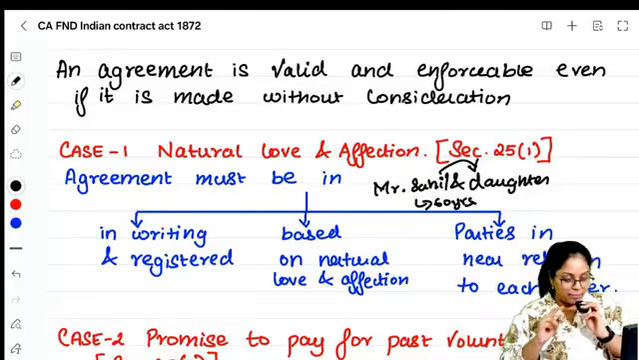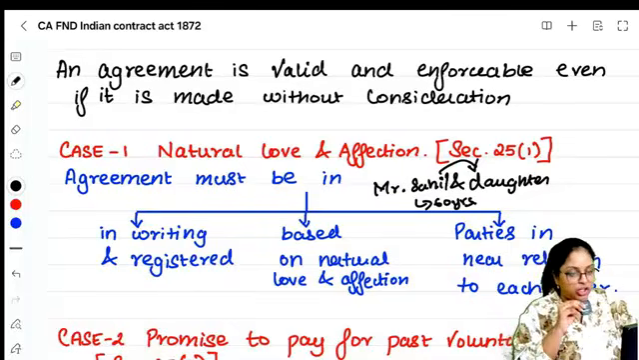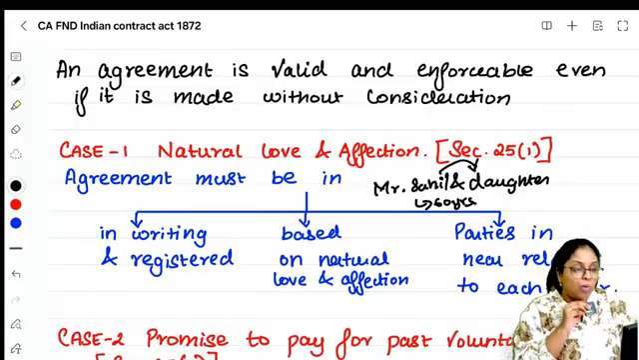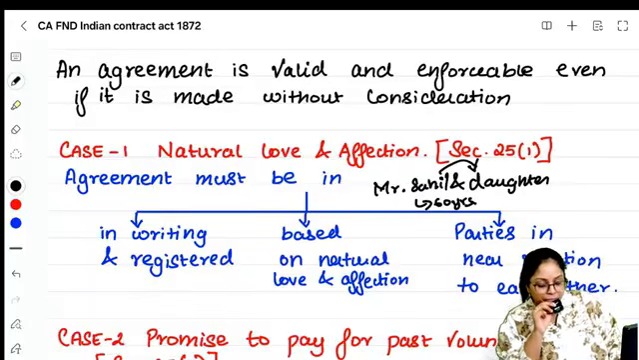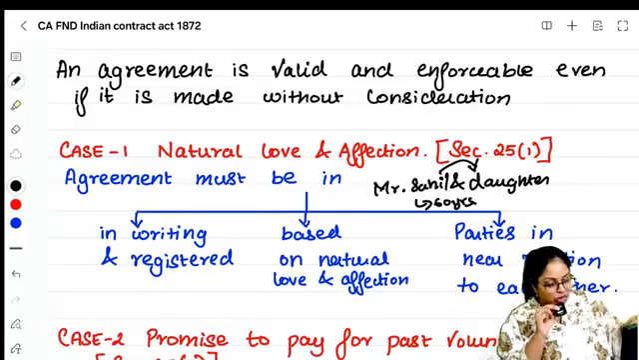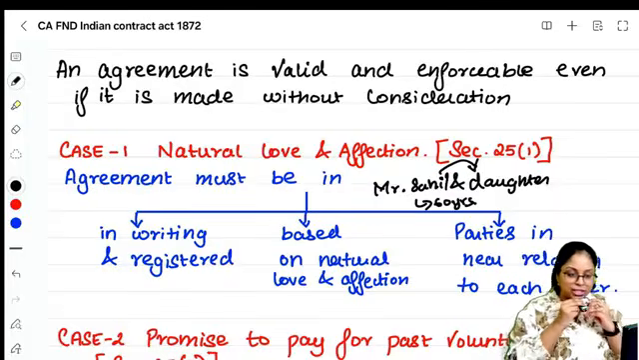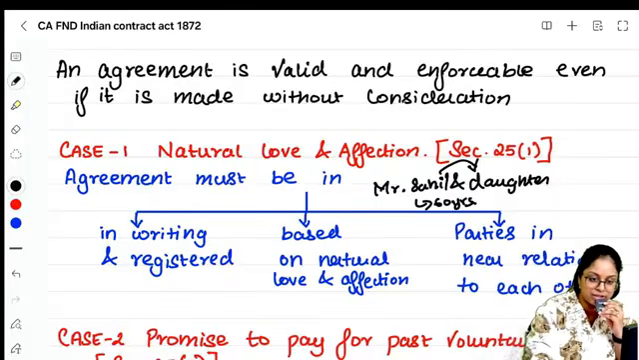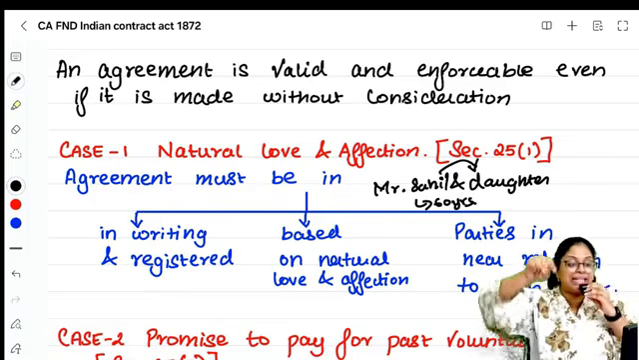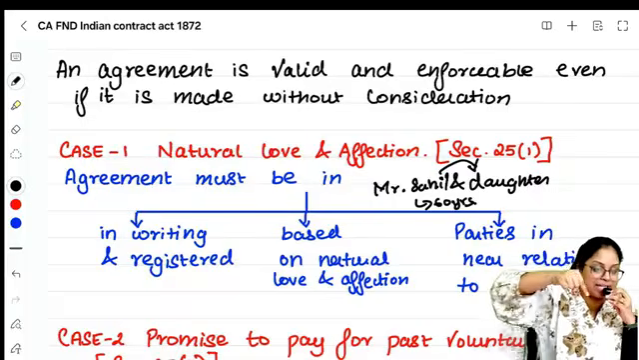Now here you tell me, the father is giving the daughter all his property. What is the daughter giving back in return? It's a will. So father is giving. Is she giving anything? Is this a one-sided consideration? Yes. But still it is valid, because in the exception it is covered.